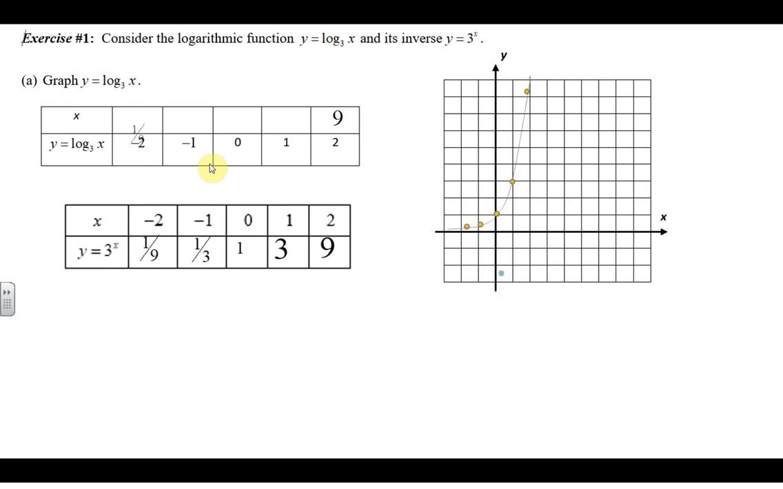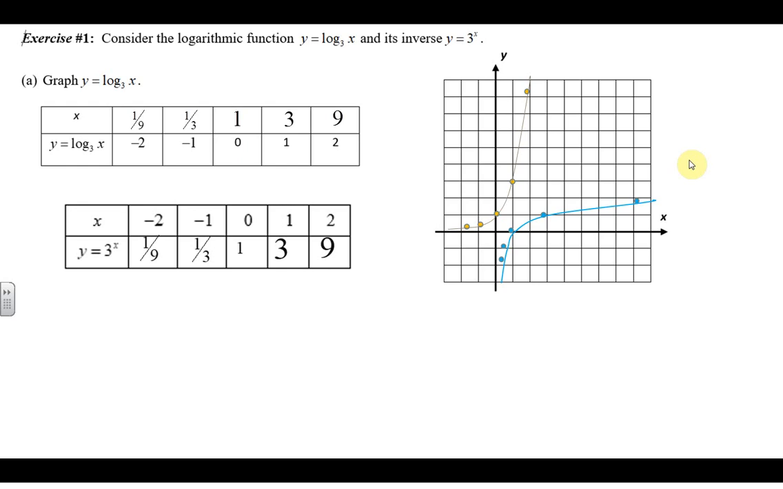So your x becomes 9, your y becomes 2, and so on and so forth. Your x becomes a third, your y becomes -1, etc. You've got to remember that technically your y's are equivalent to exponents. And look at that, they're a reflection of each other. The one in yellow is the exponential function. Exponential growth goes up. The log function looks like that.